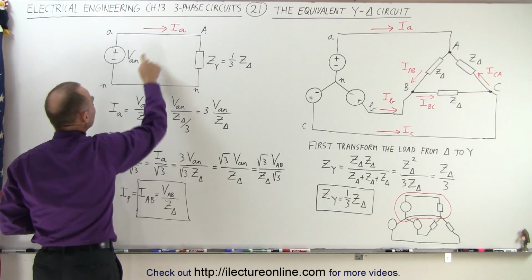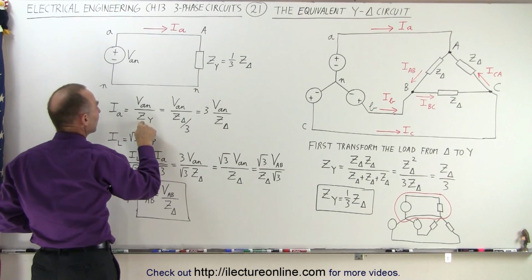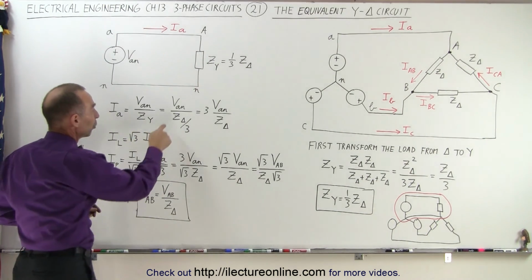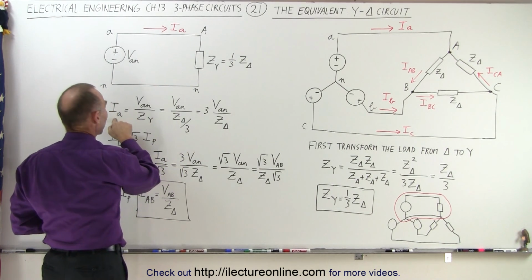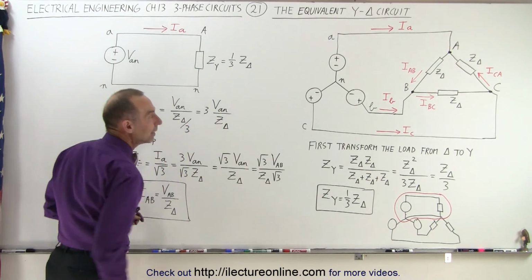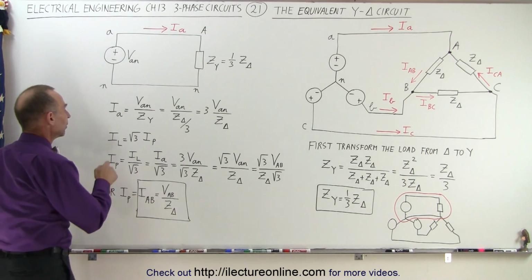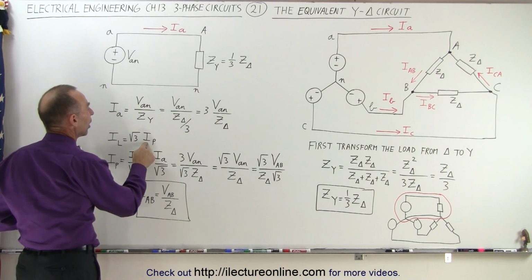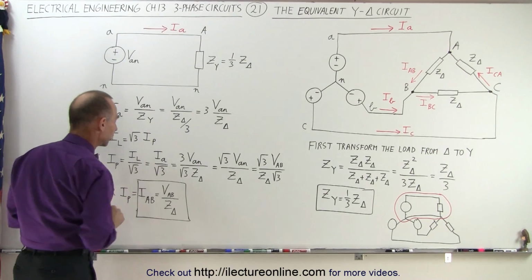Now this would be the phase voltage VAN, so we can see that our line current IA is going to be equal to the voltage source, VAN, divided by the impedance of the load, which in this case is the equivalent Y impedance, which is 1/3 of the delta impedance. In other words, the line current is equal to 3 times VAN divided by the delta impedance. And then of course we know that the magnitude of the load current is equal to the square root of 3 times the magnitude of the phase current, or the phase current is equal to the load current divided by the square root of 3.